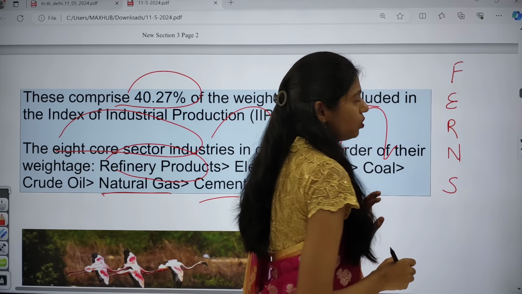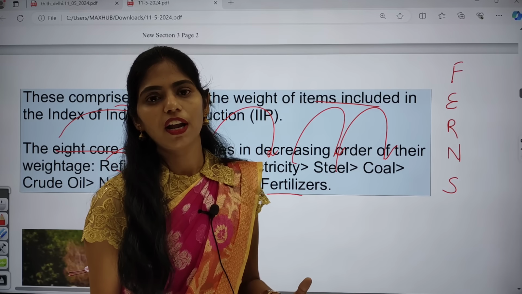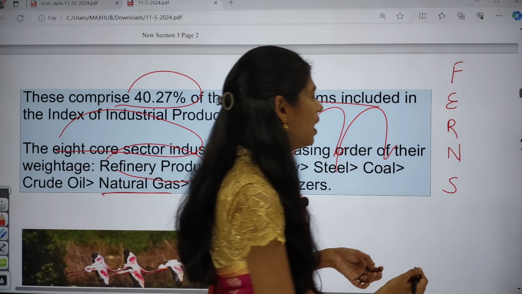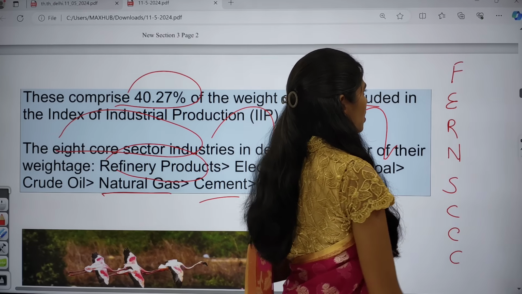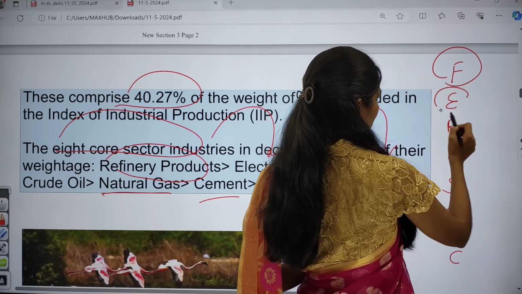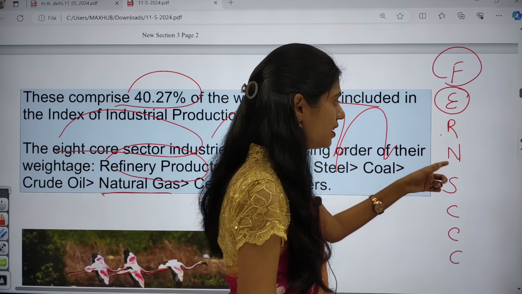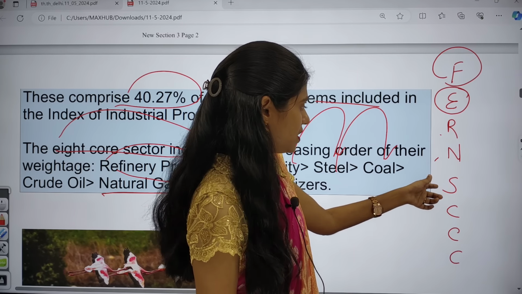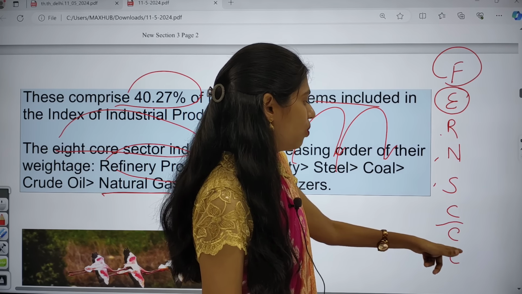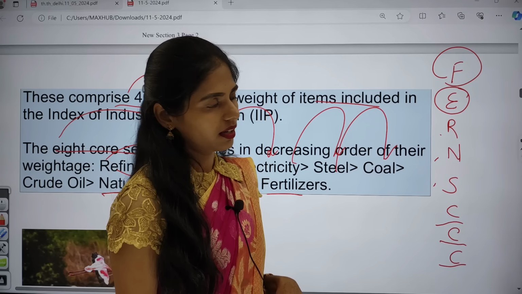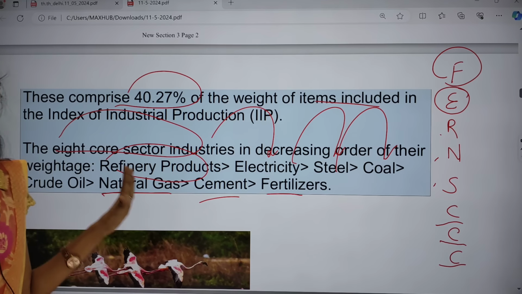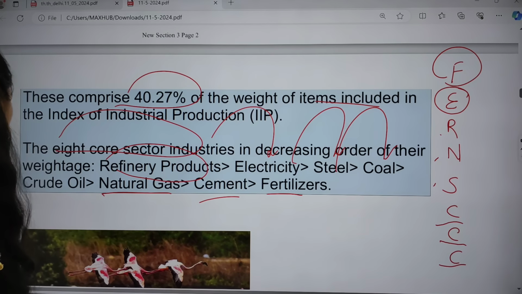F-E-R-N-S. So I think you know about this fern. Fern, it is a bryophyta. It is a plant. And for this ferns, we have 3 C's. F is for fertilizer, E is for electricity, R for refineries, N for natural gas, S for steel, and 1 C for coal, and 1 C for crude oil, and 1 C for cement. So in this way you can remember these 8 core sectors.